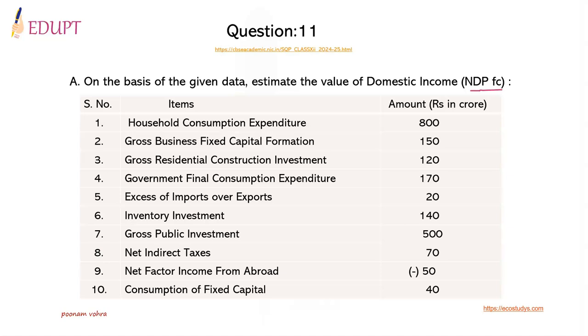Items are first household consumption expenditure. Amount spent is 800 crores of rupees. Gross business fixed capital formation 150. Gross residential construction investment 120. Government final consumption expenditure 170. Excess of imports over exports 20, inventory investment 140, gross public investment 500, net indirect taxes 70, net factor income from abroad is minus 50, and consumption of fixed capital as 40.